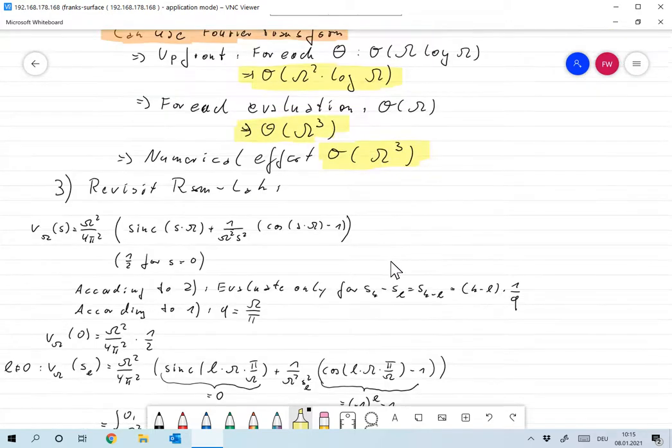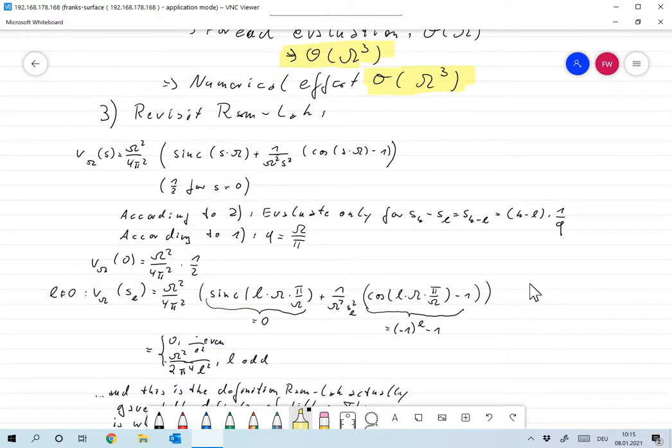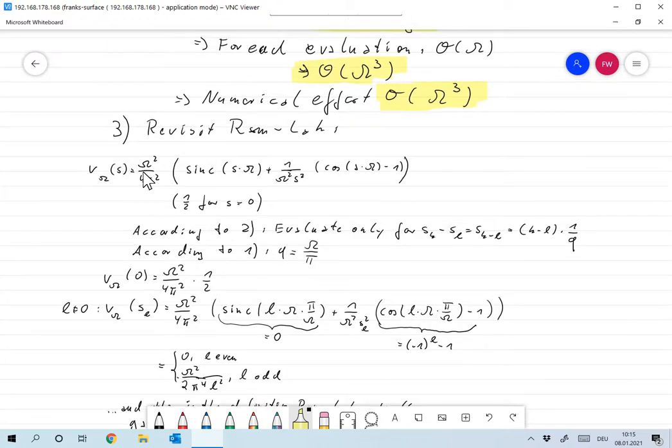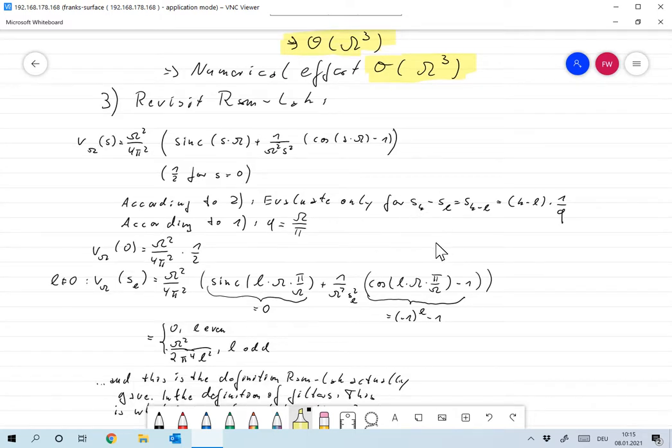Okay, I would like to make one final remark with respect to the Ramlak filter. I hope you remember the way that V omega was defined, or we computed V omega, as the following function. I'm not going into detail about this. This is what I computed in the last lecture. Okay, so now let's put points 1 and 2 together.